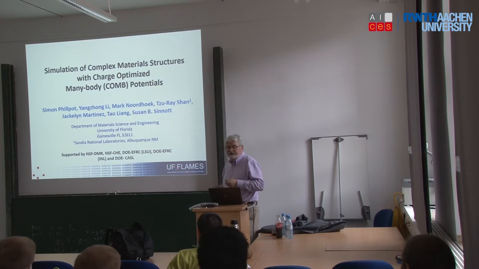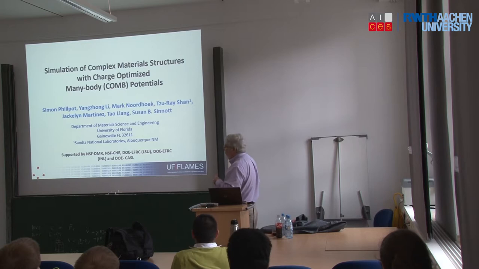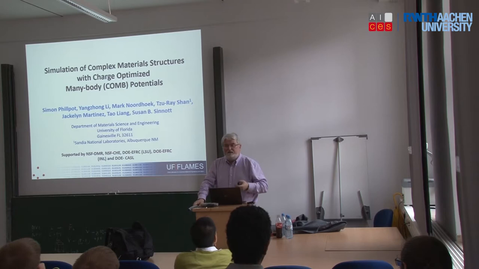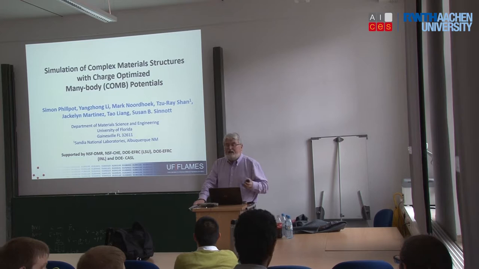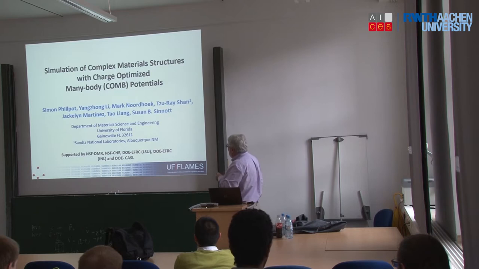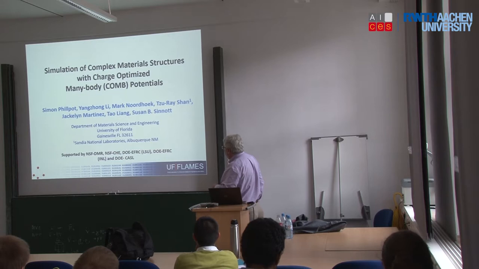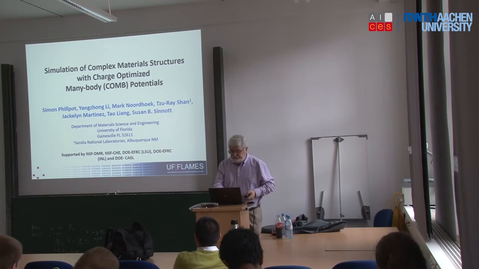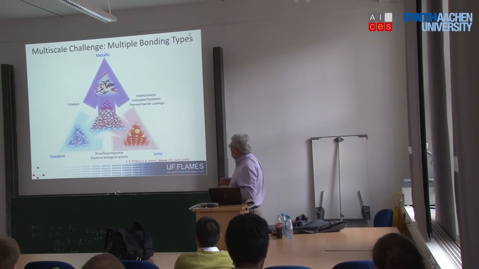Now, these are methods that we're going to talk about, which are for, remember that big triangular picture I showed, where you've got metals and ionic and covalent systems, covalent type bonding, working together. That's what these were designed for. This was all work funded by people like the National Science Foundation in the US, Department of Energy, a very small Department of Energy. So here's that figure again, showing the metallic, covalent, ionic bonding.